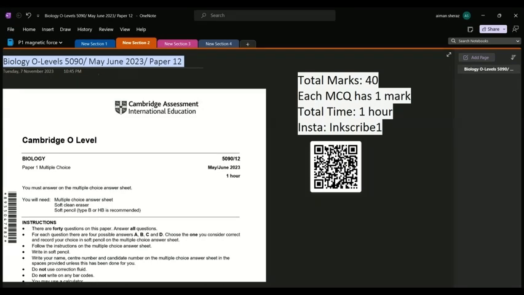Variant 2. This is the latest paper for biology, and before we start, I would like to tell you the important information regarding this paper. You have 40 marks and 40 questions to attempt, so each MCQ has 1 mark. The total time limit is just 1 hour.